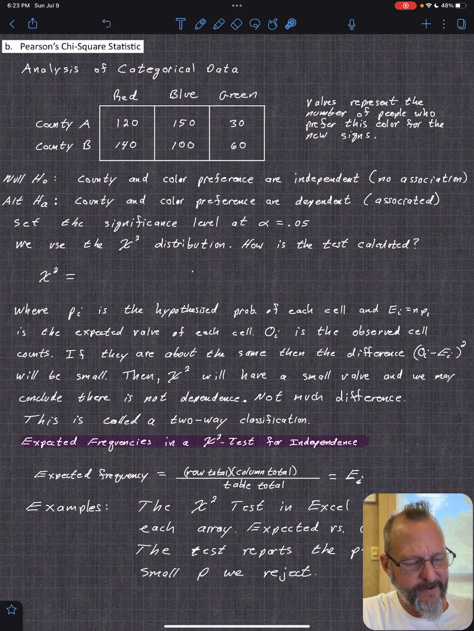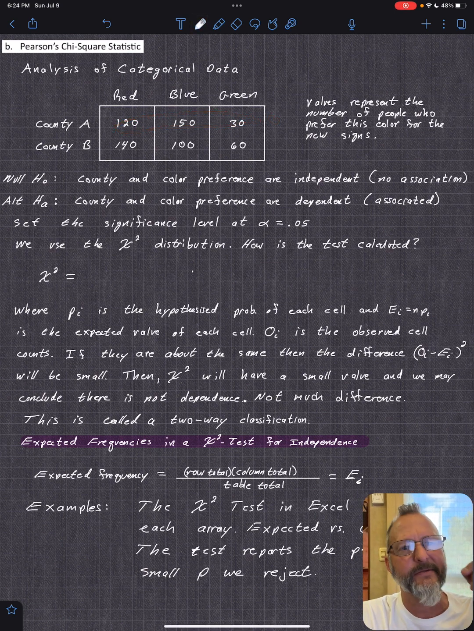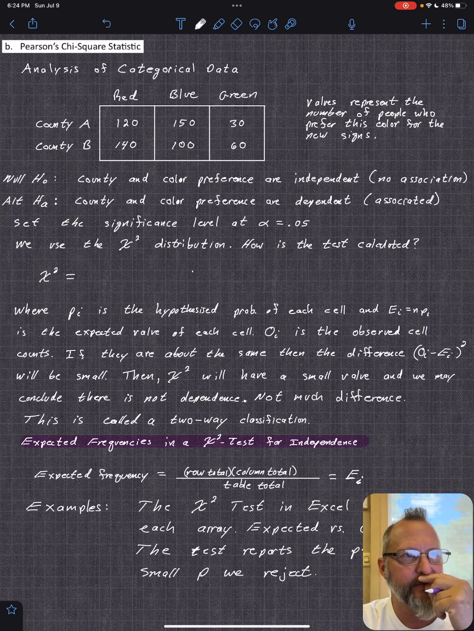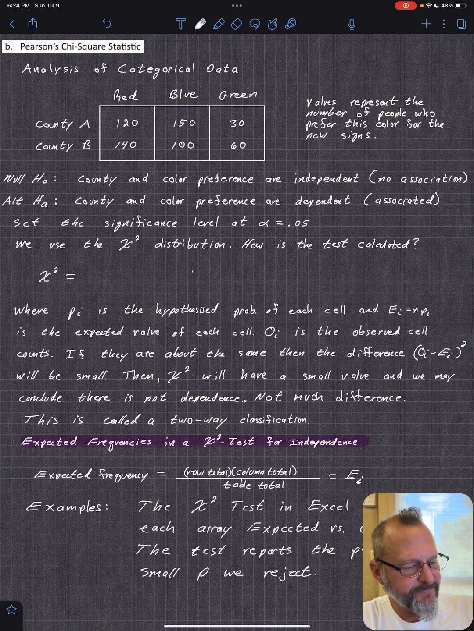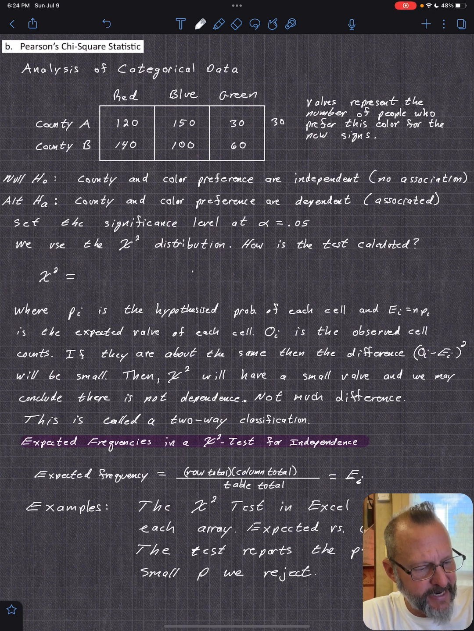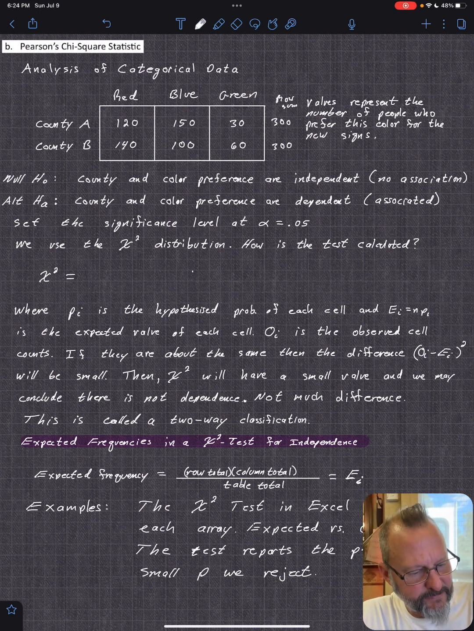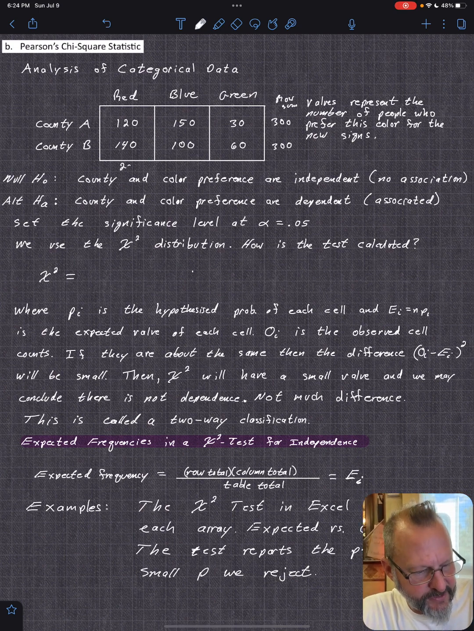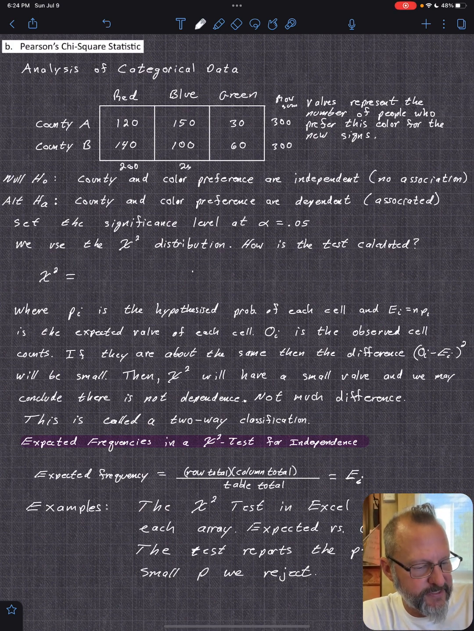So County A, they surveyed this many people. So you do the sum. Actually, I'll write these down because I'm not going to be able to show you on Excel, maybe I'll try it afterwards. So you do the sum, that's 300. These happen to be the same, so it's like they surveyed the same number of people. So this is the row sum, and these are column sums. This is 260. This would be 250. And this would be 90. We're going to need that for later.